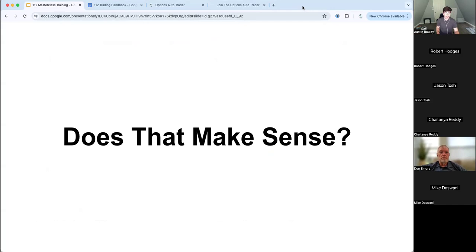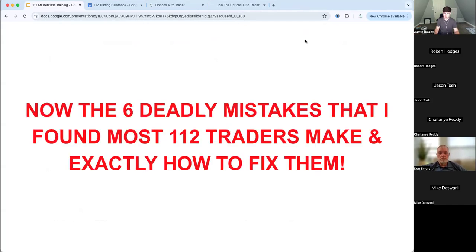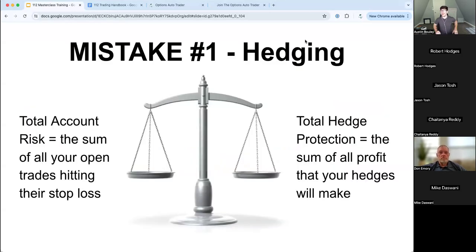Now, what I'm going to discuss is what most people tend to do wrong with them, okay? So these are the 6 deadly mistakes that I found most 1-1-2 traders make and how to fix them. Again, this is based on 1,000 1-1-2 trades that I have and see through the Options Auto Trader platform. Mistake number 1 is hedging. And how do I know this is the biggest deal? Because number 1, this is something that I have not done correctly all the time, but also I've seen a lot of people doing this wrong, especially with the market pulling back recently, okay?